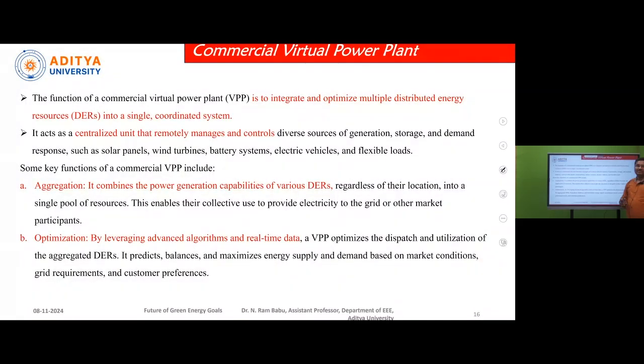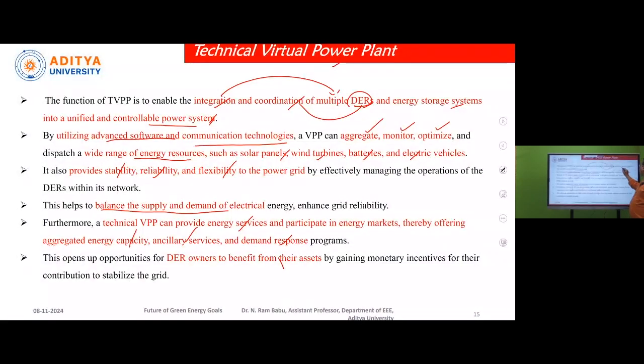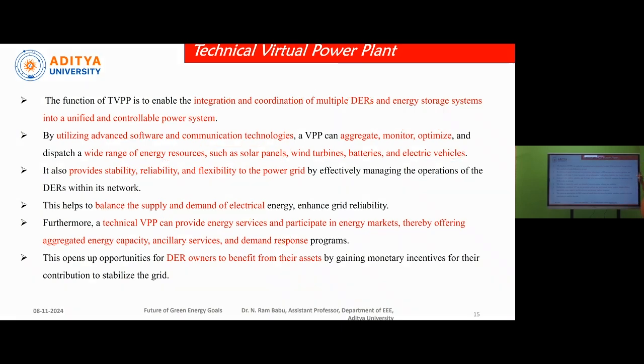Next one is commercial virtual power plants. As I have told earlier, the commercial virtual power plant always deals with market strategy, whereas the technical virtual power plant deals with the commercial power plant plus battery storage systems. That means ancillary storages. That's why in the previous slide you came across energy storage systems, nothing but ancillary sources, and somewhere here you came across electric vehicles. This is also one of the ancillary sources. These are the ancillary sources.